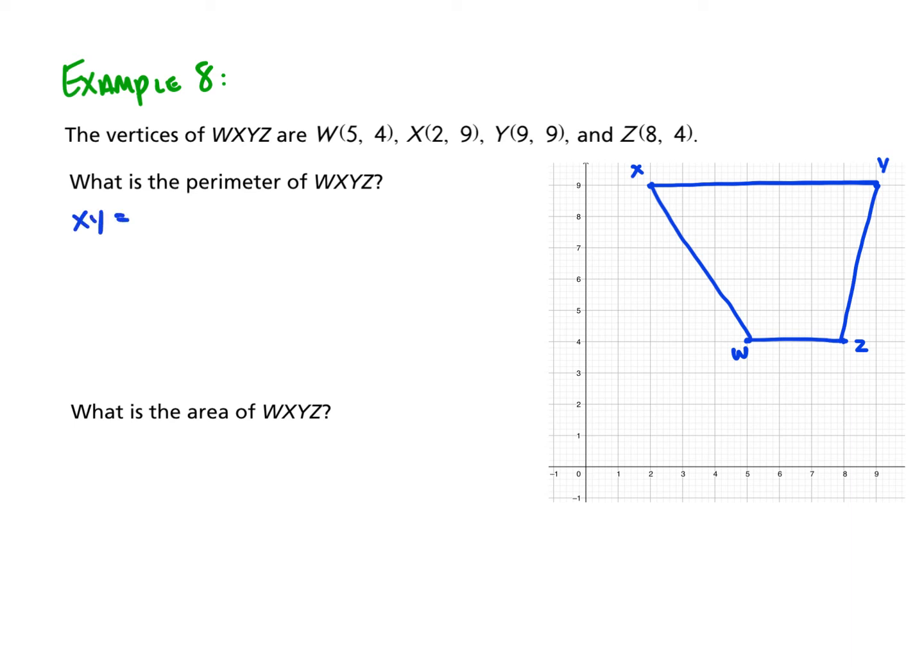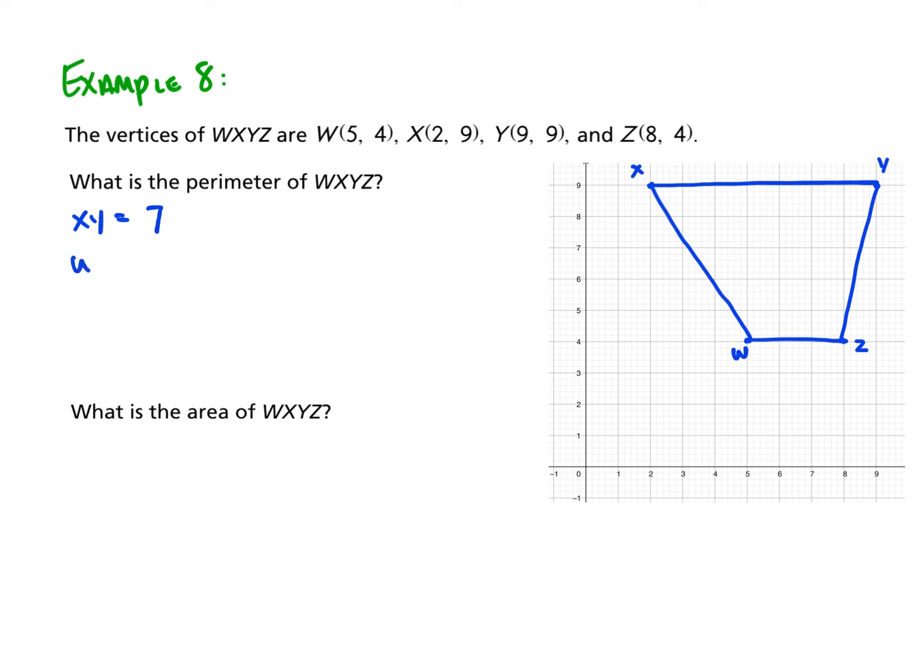XY, the segment itself, is a horizontal segment. So that tells me I can just count the blocks, if you will, to figure out how long that is. To get from X to Y, I'm going 1, 2, 3, 4, 5, 6, 7 units. So that is going to have a length of 7.